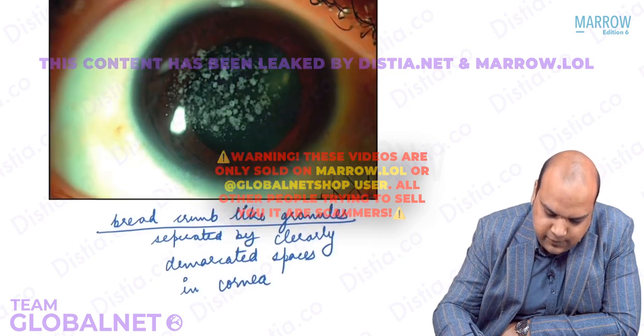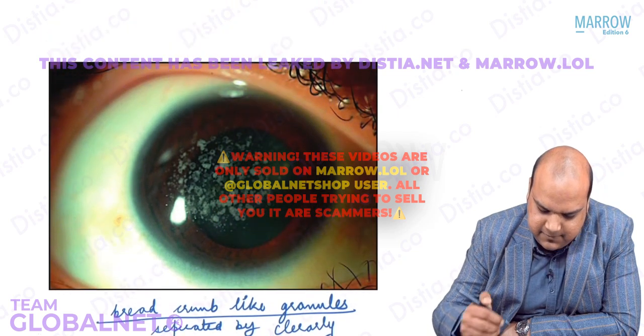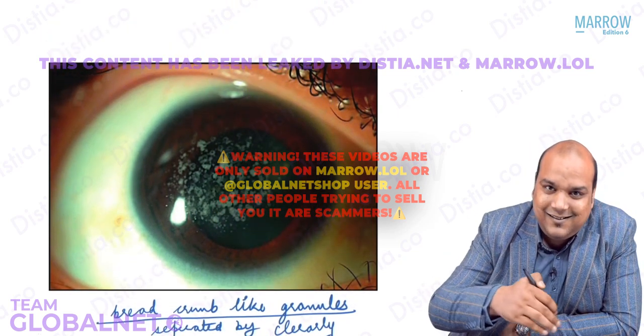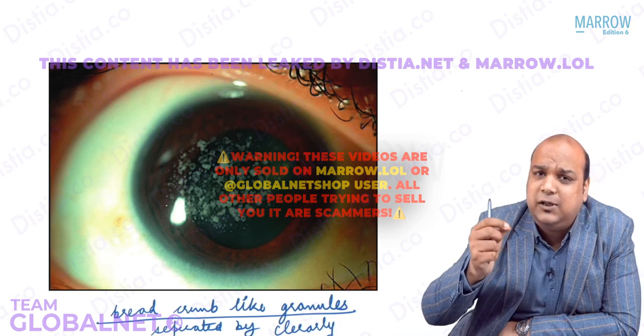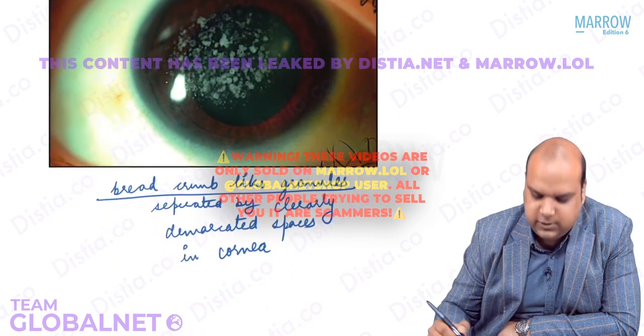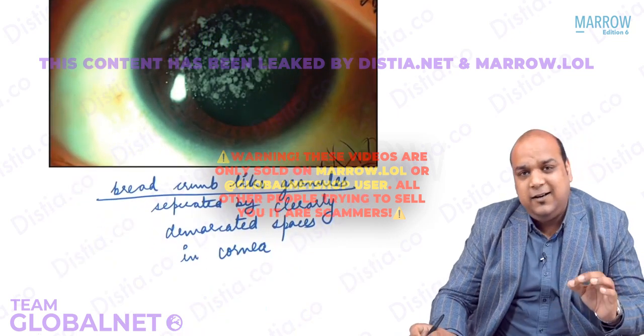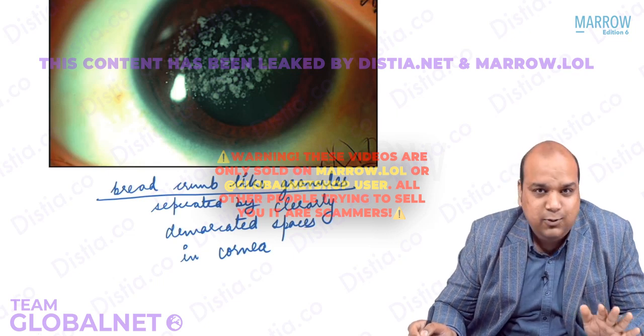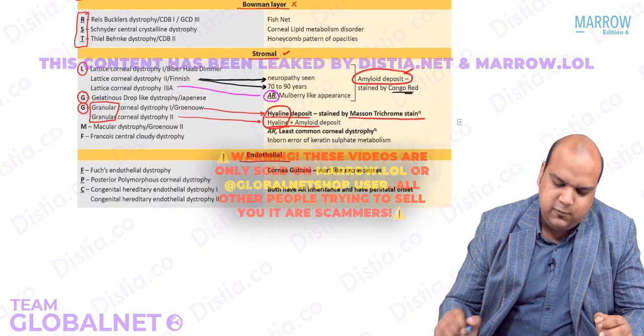Okay? So you will see as if breadcrumbs are deposited throughout the cornea and the intervening spaces are absolutely clear. This is a characteristic photograph of granules on the cornea, granular corneal dystrophy. I hope I'm clear about this. There should be no confusion in this. Yes, guys? No confusion about this? Done? Let's move back, everybody.